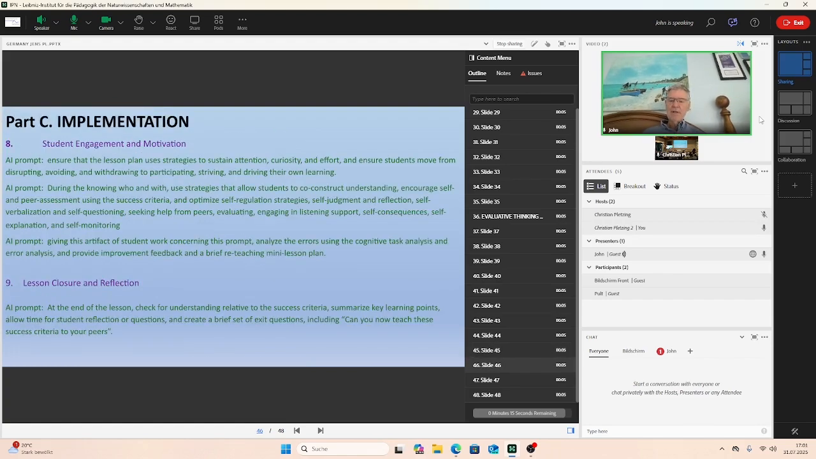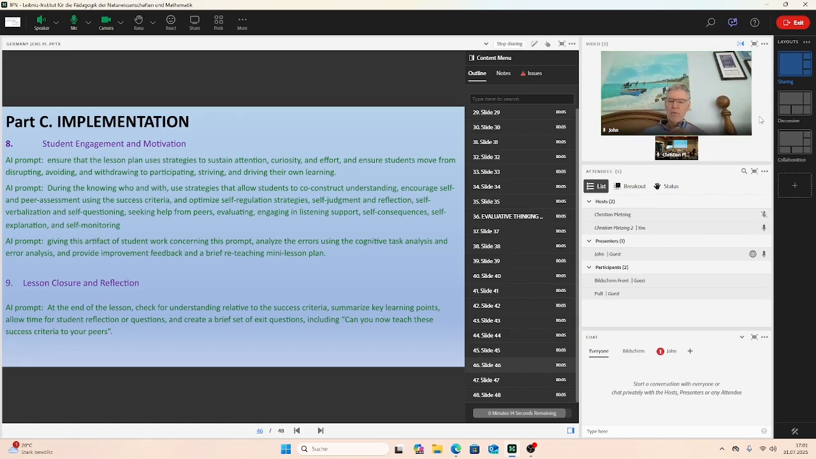What about the implementation? Ensure the lesson plan uses the strategies to sustain attention, curiosity, and effort. We look at it in terms of those engagement levels. How do you move the students from participating to striving to driving? How do we detect if the students are avoiding and withdrawing?